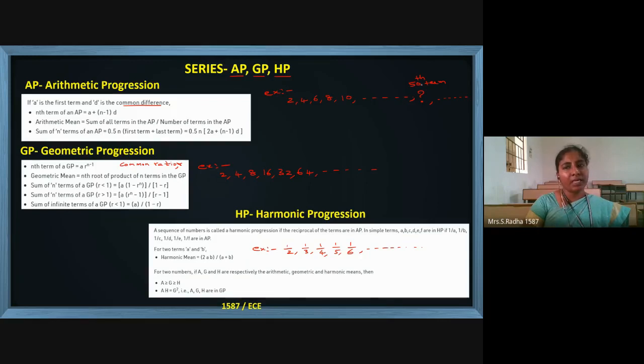And if I ask you for a particular term, the nth term, what is the term? In arithmetic progression, the formula is a plus n minus 1 into d. A is the first term, d is the common difference, n is which term you want, 50th term or 100th term, like that. A plus n minus 1 into d is the formula for finding the nth term in arithmetic progression.